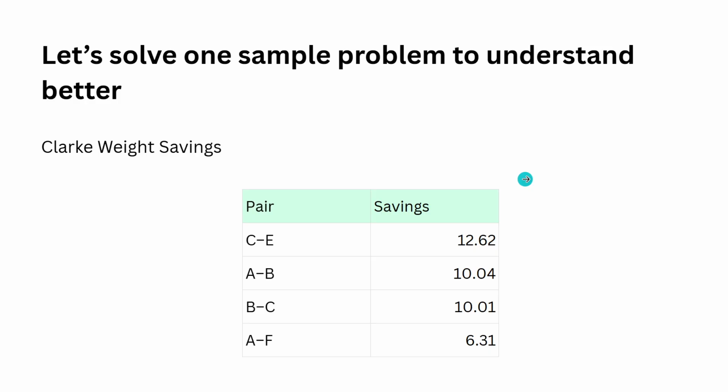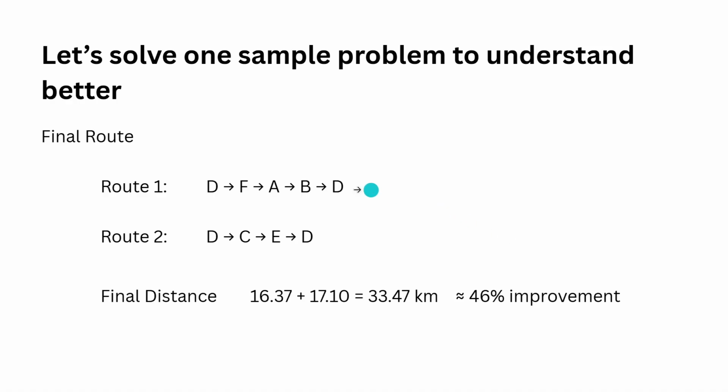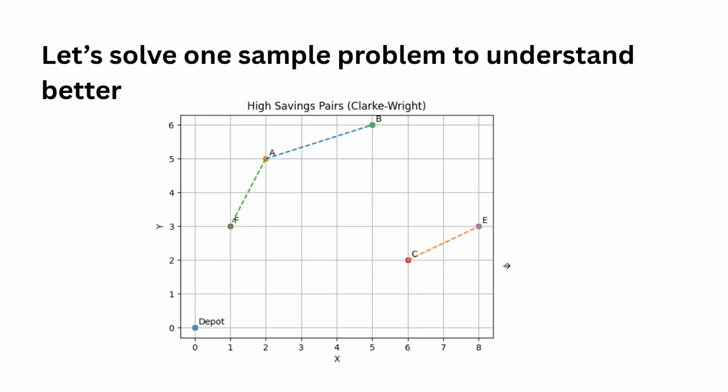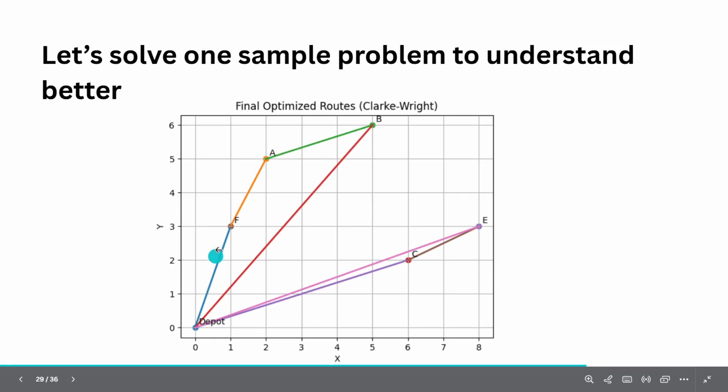But then I calculate the Clarke-Wright savings and sort them in descending order, and then I merge, and after merging the route becomes 2 routes, so I can complete it in 2 days instead of 5 days, and the final distance will be reduced to 33.47 kilometers, which is approximately a 46% improvement from the original. And this becomes the 2 days: from home, E, F, A, B, and then back to home; and from home, E, C, and then back to home.